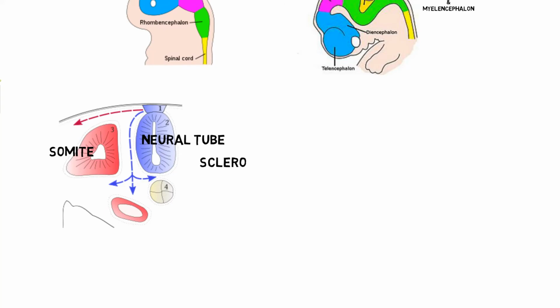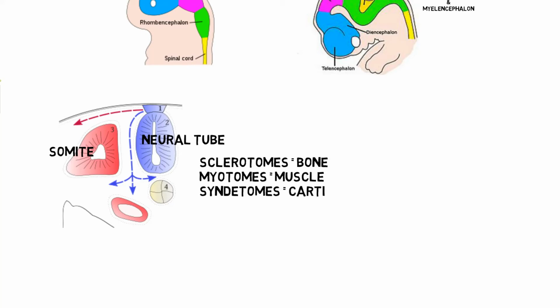These morph into sclerotomes, which become bone, myotomes, which become muscles, syndetomes, which become the cartilage and ligaments, and the dermatomes, which is the skin. Nervous tissue and skin both are derived from ectoderm. Muscle develops from the mesoderm.